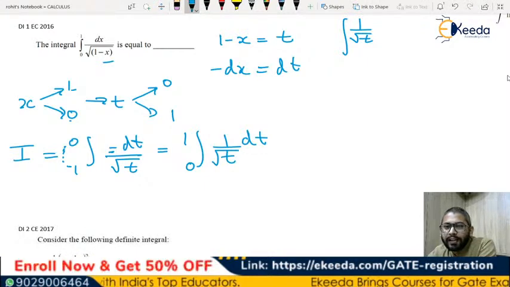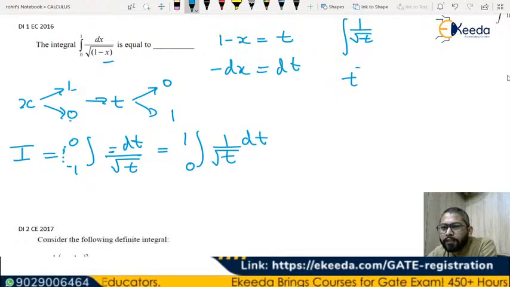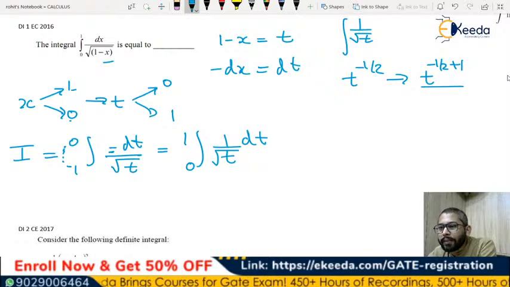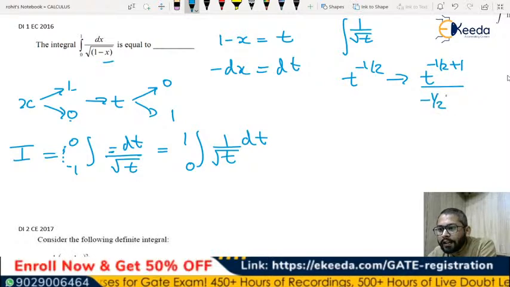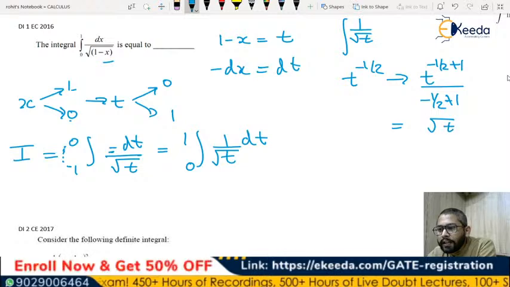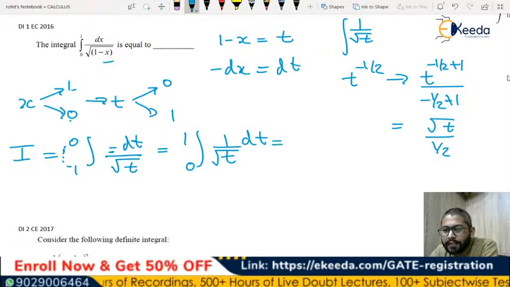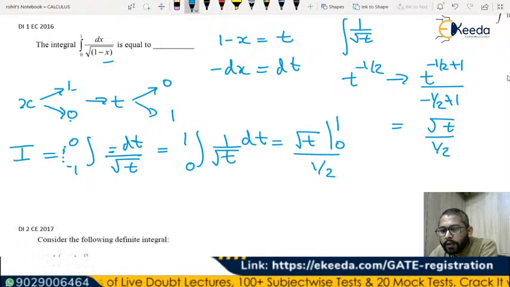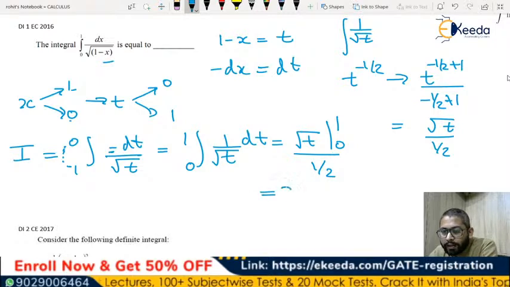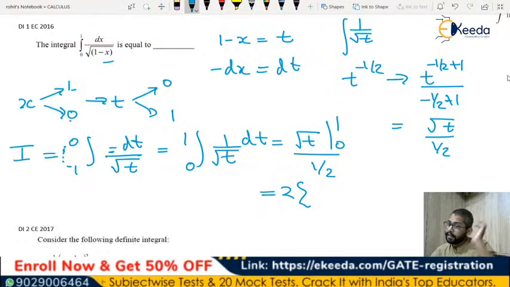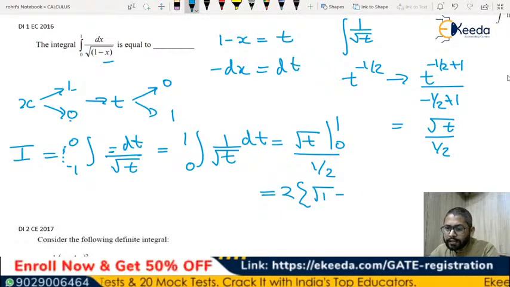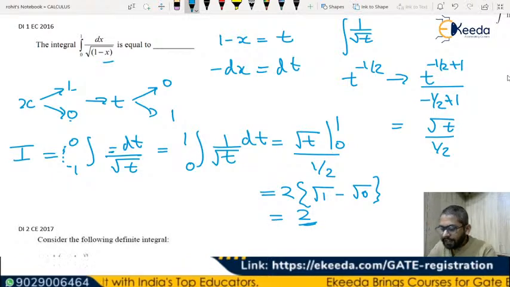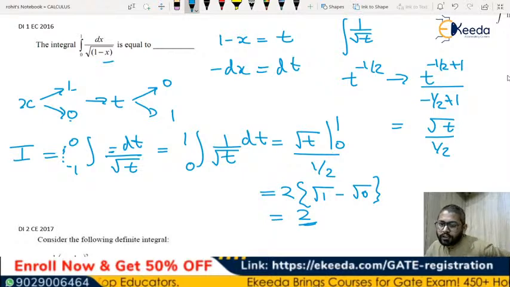So 1 by root t is like t to the power of minus half, and the integration will become t to the power of minus half plus 1 divided by minus half plus 1. So this is under root t by 1 by 2. So this is under root t, the limits are 0 to 1, divided by 1 by 2. So 1 by 2 becomes 2, and when t is 1, under root of 1 minus under root of 0, this will become simply 2. So 2 is the answer. Kirti, minus 1 is not the answer. Yes, the answer is 2.